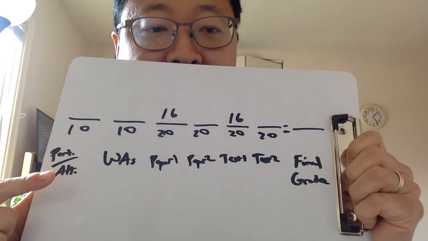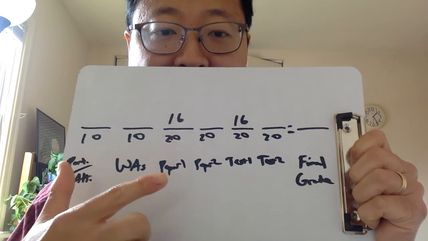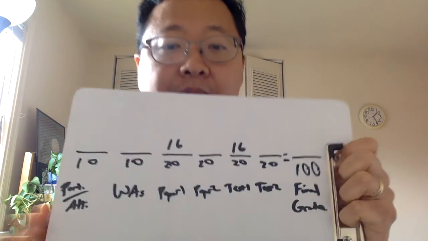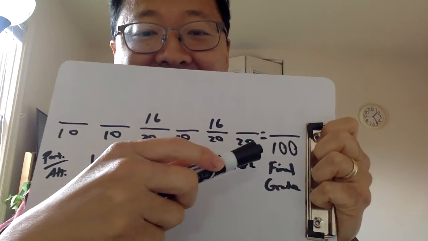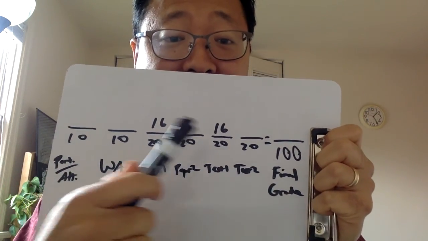There's participation and attendance, the writing assignments, paper 1, paper 2, test 1, test 2. All those add up to being out of 100. Okay, so basically you just have to fill in the slots.